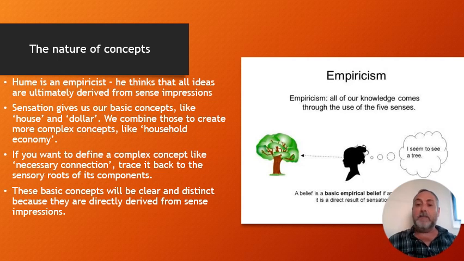And then I can get more complex concepts by combining those basic ones. So I might have a concept like household economy if I have a concept of a house and a concept of a dollar. And you keep combining and combining, and you can get some pretty complicated and abstract concepts. Now, if you think too hard about it, there's definitely problems for empiricism, right? You might wonder, can you really construct every concept out of these basic building blocks? But for now, let's take that for granted.